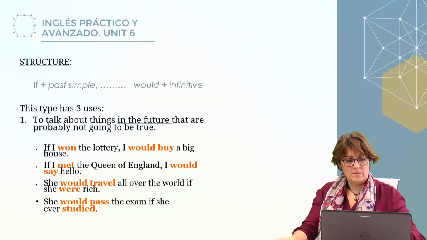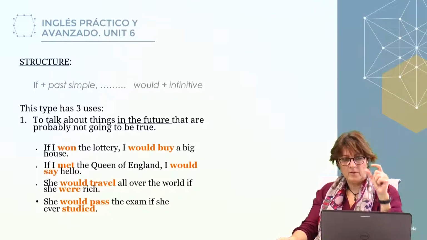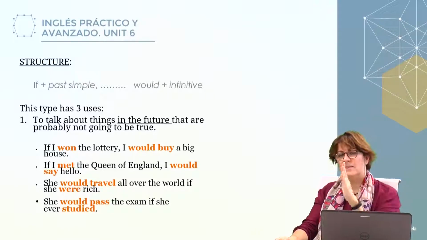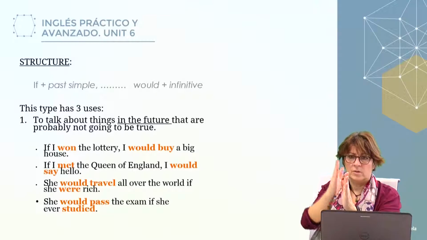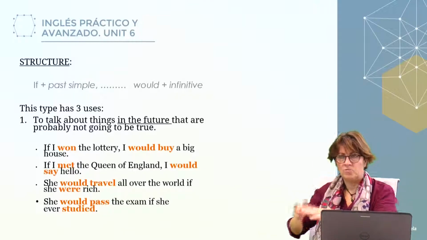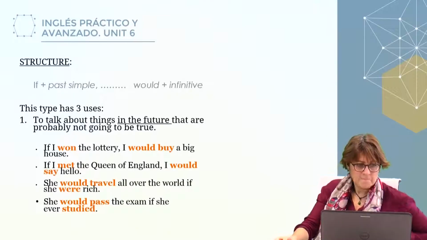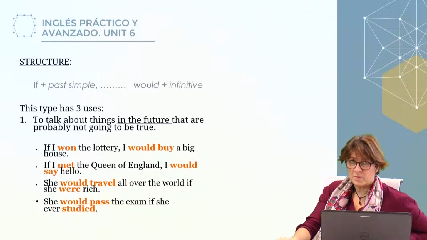The conditional of type 2 is if with a past, and the other clause is would. Don't confuse this, that I told you. If with a past simple, and would in the other clause, okay? For example, to talk about things in the future that are probably not going to be true, so it's a possibility that happens. If I won the lottery, I would buy a big house. If I met the Queen of England, I would say hello, okay?